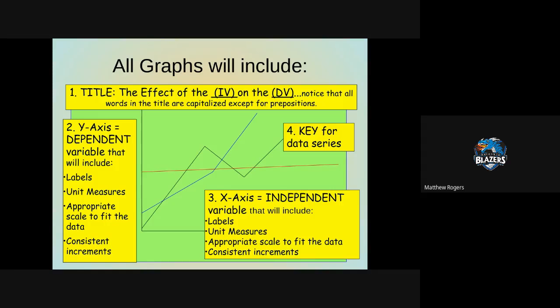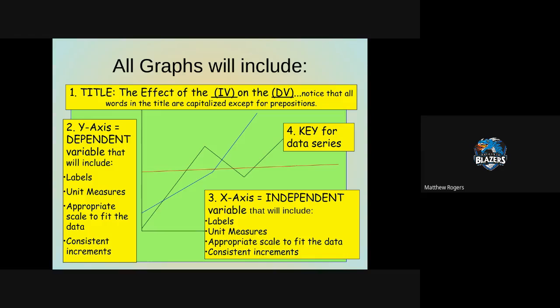Now, what's kind of fun about graphs is you already kind of know how you're going to construct it if you know what your independent and dependent variables are. So first, all graphs are going to have a title. We usually title graphs the effect of the independent variable on the dependent variable. So the effect of the x-axis on the y-axis. The y-axis is always the dependent variable. The x-axis is always the independent variable. This is even in bar graphs, by the way. This is not just in line graphs.